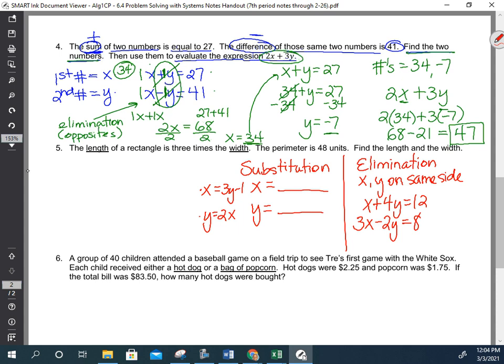So either way, those are the 2 easy ways to figure out whether you are going to use substitution or elimination. Any questions either at home or here before we do example 5?